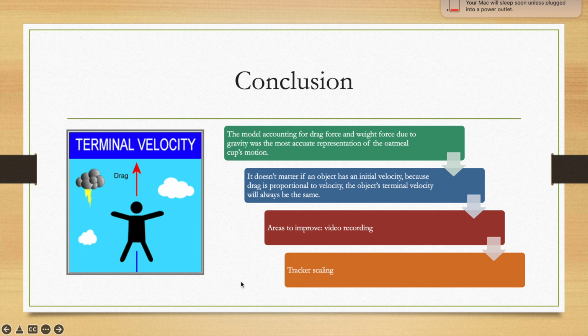As a conclusion, the model accounting for drag force and weight force due to gravity was the most accurate representation of the oatmeal cup's motion. It doesn't matter if an object has an initial velocity, because drag is proportional to velocity. The object's terminal velocity will remain the same. The areas I would like to improve for my next lab are the video recording and the Tracker scaling.